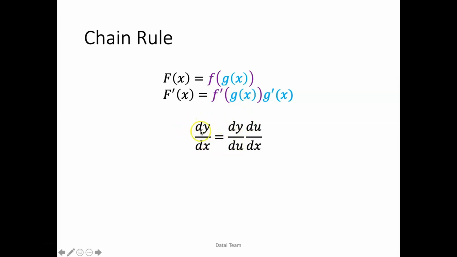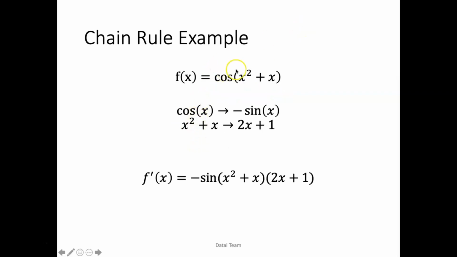We have dy/dx, and we have dy/du, and du/dx. We have different functions, and we take y's derivative with respect to u, and u's derivative with respect to x. And then when we multiply those derivatives, we get how y changes as x changes. These are showing the same thing, but it's hard to comprehend just by looking at it, so let's look at an example now.